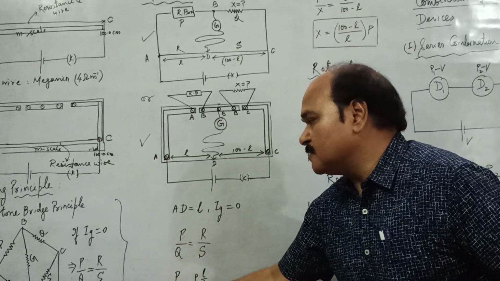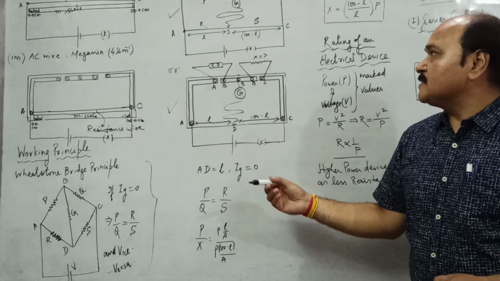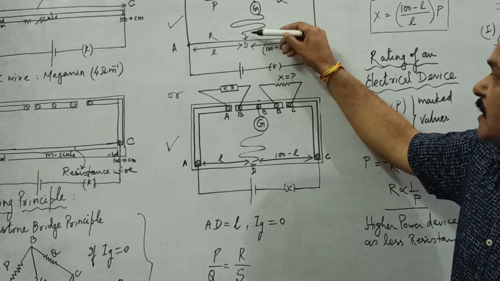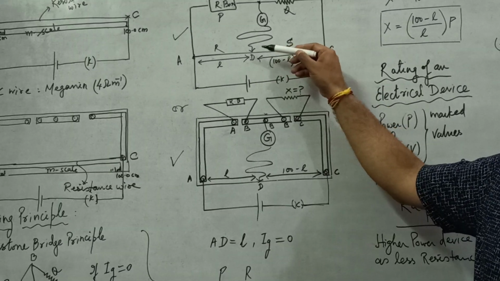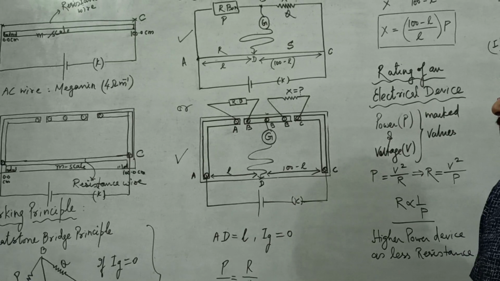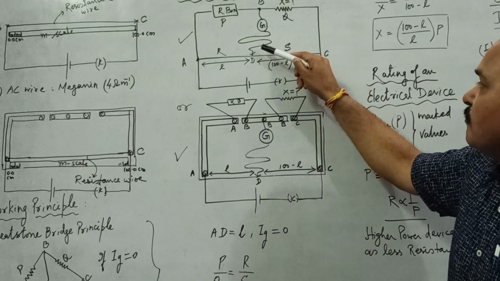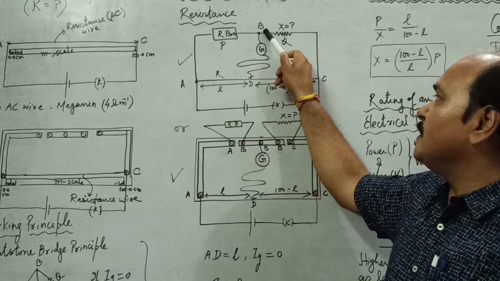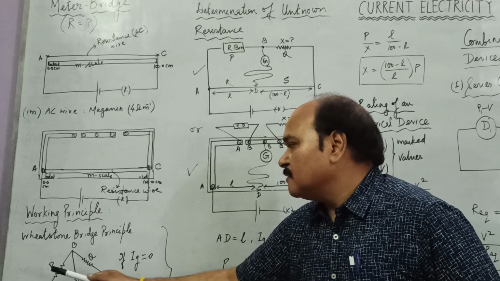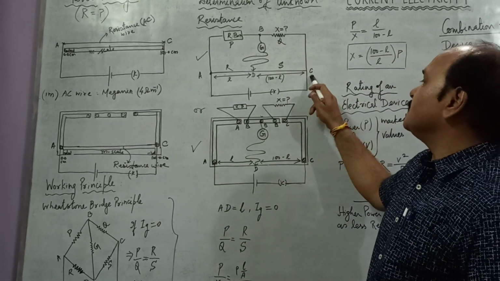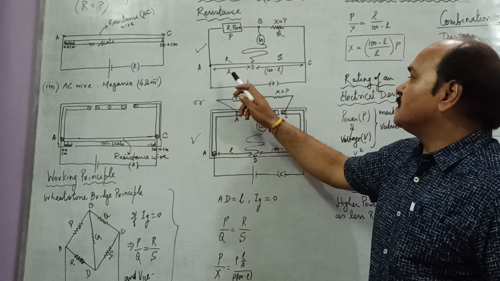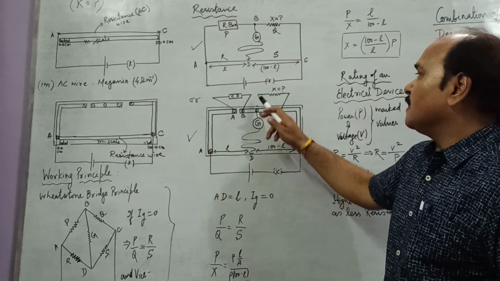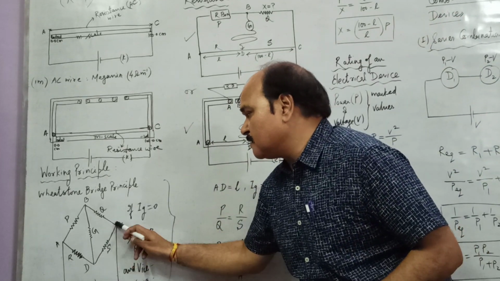Working principle is this. As we move the jockey over the wire from A to C, we try to find out point D, and we get that point D for which there is no deflection in the galvanometer. And when there is no deflection in the galvanometer, these resistances P, Q, R, S: resistance between A and B is resistance P of the Wheatstone bridge. Resistance between B and C is the resistance Q of the Wheatstone bridge. Resistance between A and D is resistance R of the Wheatstone bridge, and resistance between D and C is the resistance S of the Wheatstone bridge.